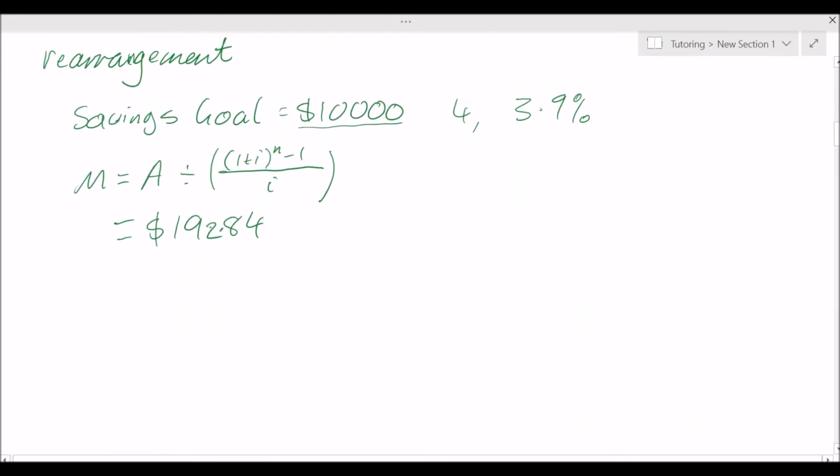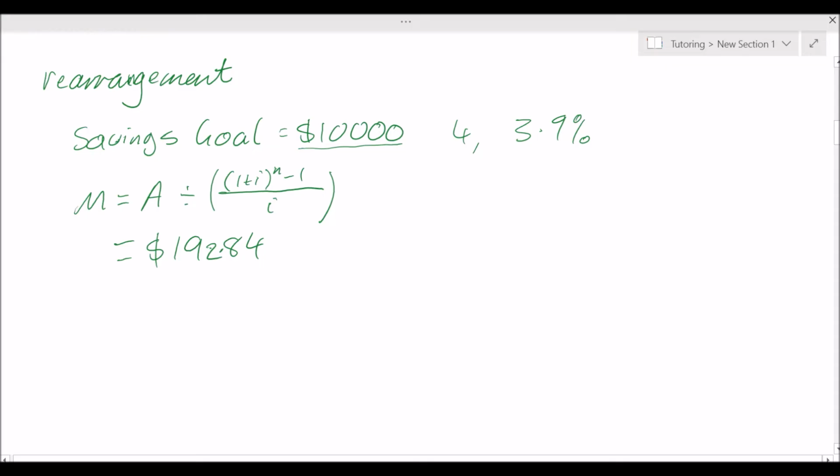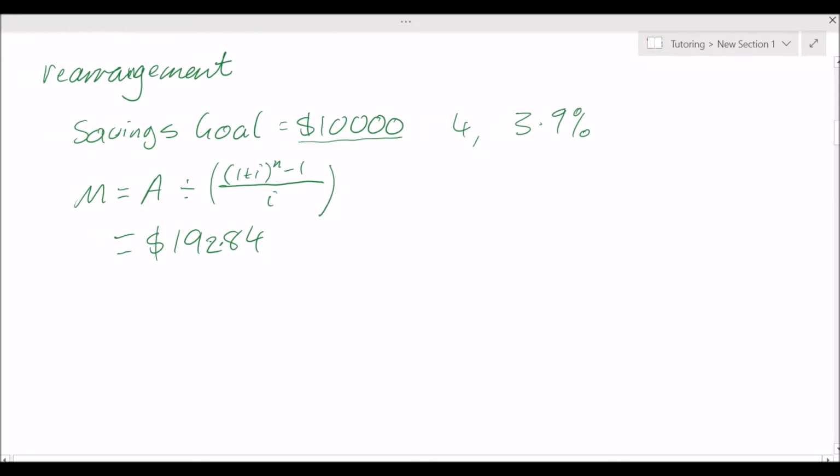So that's the deposit phase. You've got your future value formula, a combination of both compound interest and future value, and then at times you might be asked to rearrange that formula.